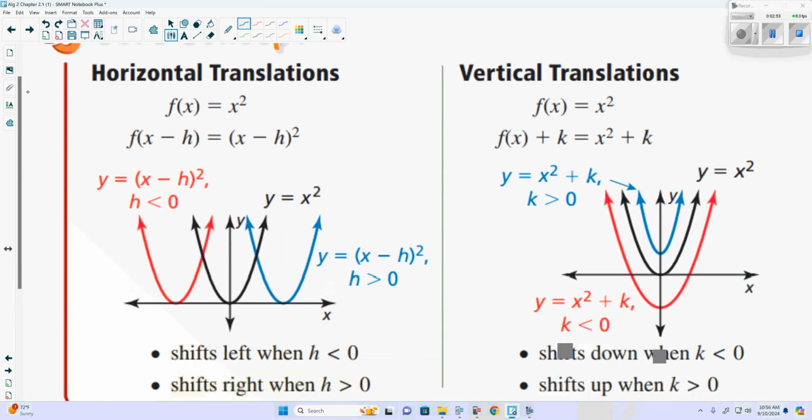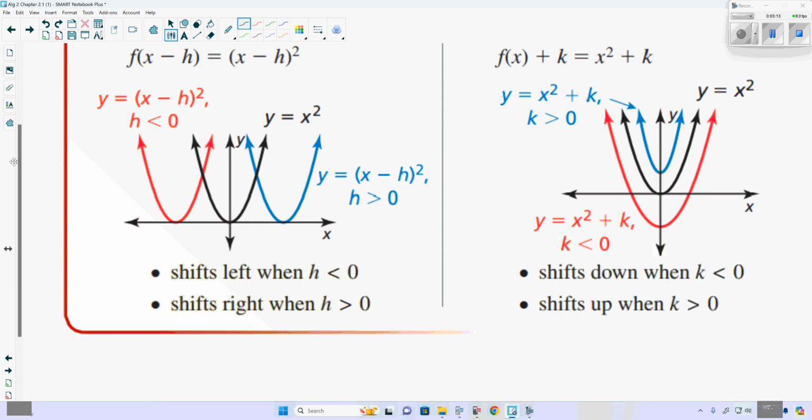Our horizontal and vertical translation. Our h: if a number is in the spot where h is, it's telling us that the function is moving left or right. And it's always the opposite of what we think. Because if we have x plus 3 inside the parentheses, it's moving left 3. If it's x minus 3, it's moving right 3. Our value of k is how far the graph shifts up or down.